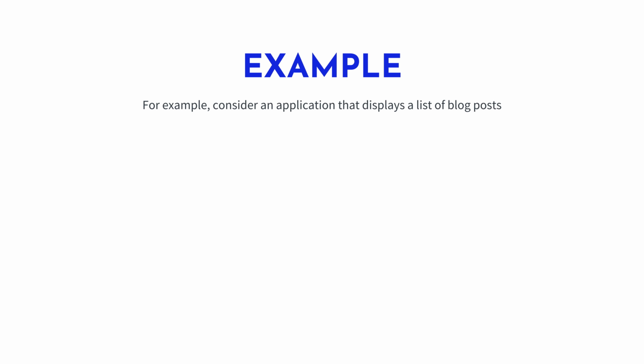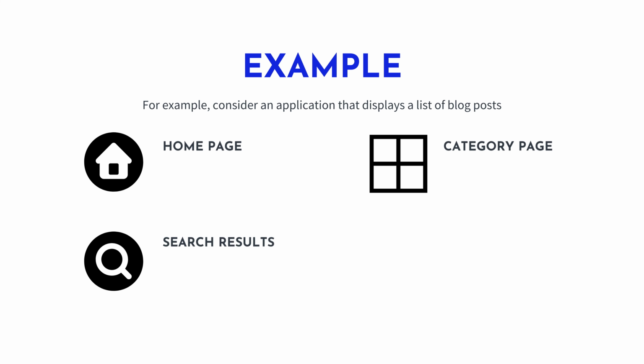For example, consider an application that displays a list of blog posts. You might have several pages in the application that display a different subset of the blog posts, such as a home page, a category page, and a search results page. Rather than duplicating the code for rendering each individual post on each of these pages, you could create a reusable component for displaying a single post, and then use that component multiple times on each of the pages.